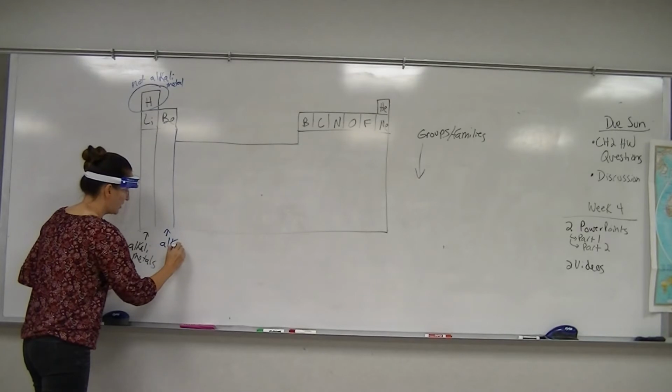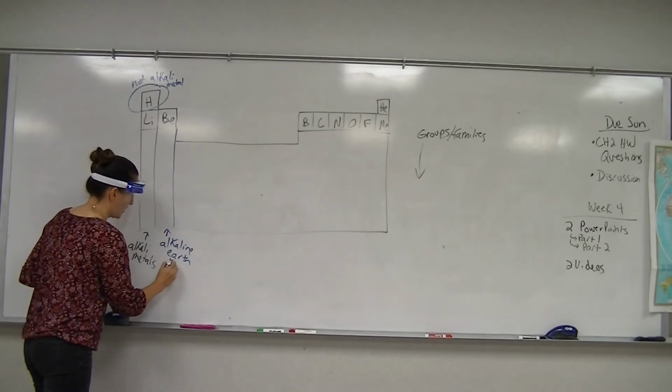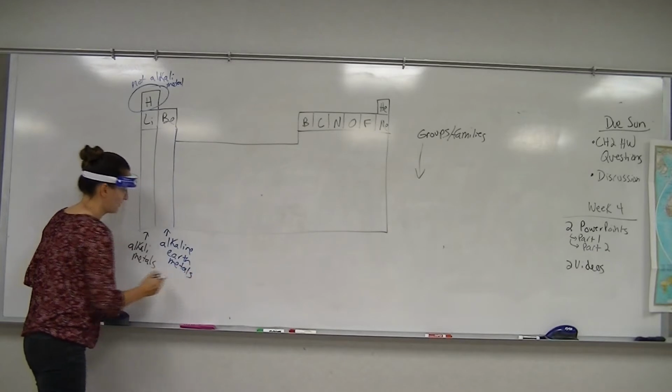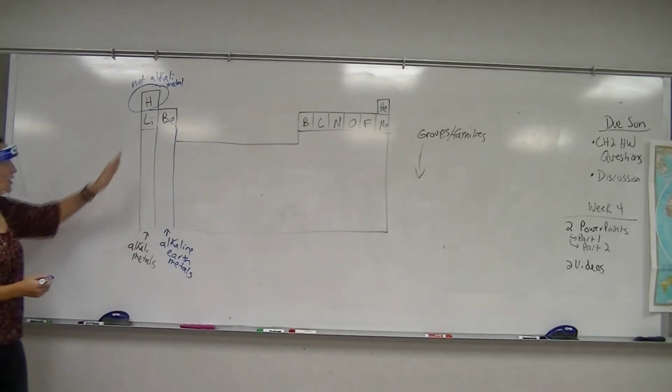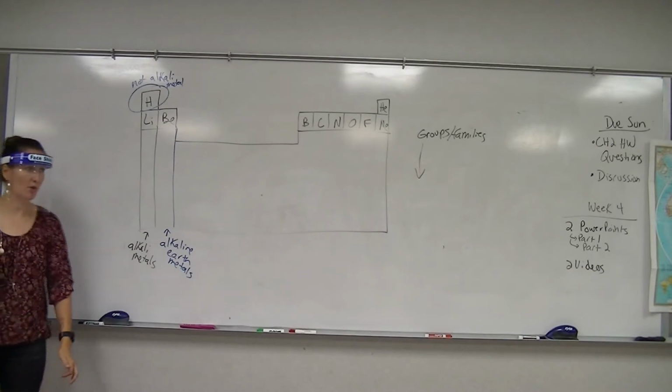So this second group here is the alkaline earth metals. That's their common name. So I'm talking beryllium, magnesium, calcium, strontium, barium, all the way down.